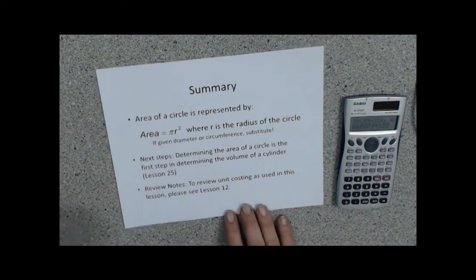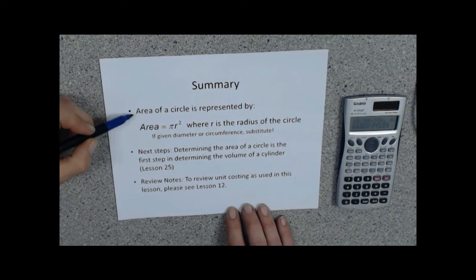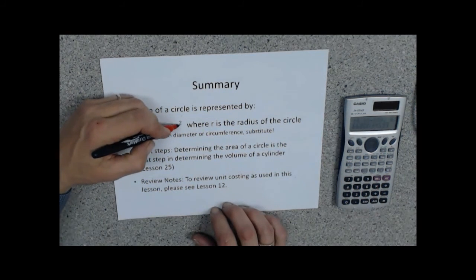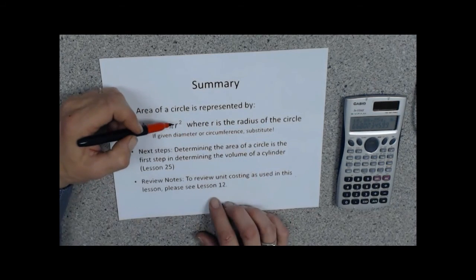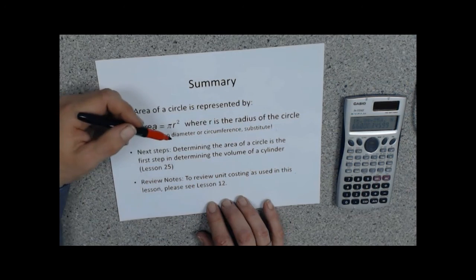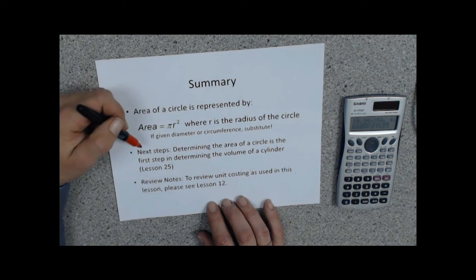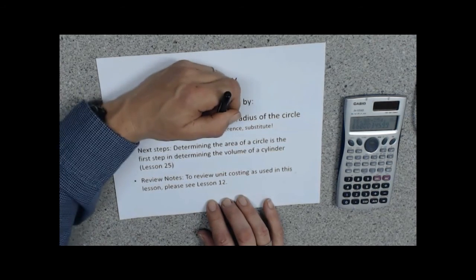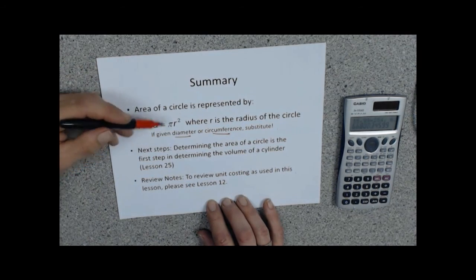So let's summarize. This is what we've done today. We've calculated the area of a circle, and we've determined that the area of the circle is represented by pi times the radius squared, and of course the radius is half a trip across the circle. If we were given diameter or circumference, we could substitute and determine what the area is by calculating what the radius is given a particular diameter or circumference.